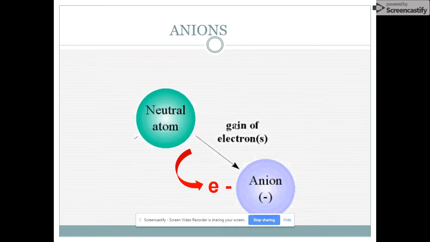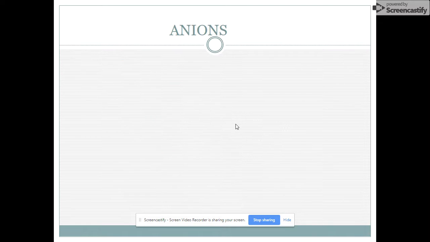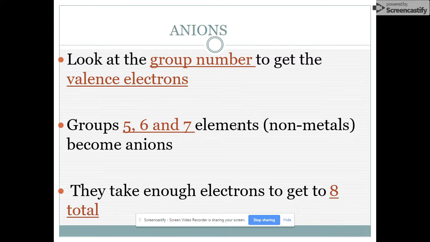Anions are reversed. A neutral atom gains electrons, and then it has more negative electrons than it does positive protons. This gives it an overall negative charge. So every time an atom takes electrons, it becomes negative. Again, we look at the group number to get the number of valence electrons. Elements in groups 5, 6, and 7, or the nonmetals, become anions because they are bringing in new electrons. Again, they need to bring in enough electrons to get to a full shell of 8 according to the octet rule.